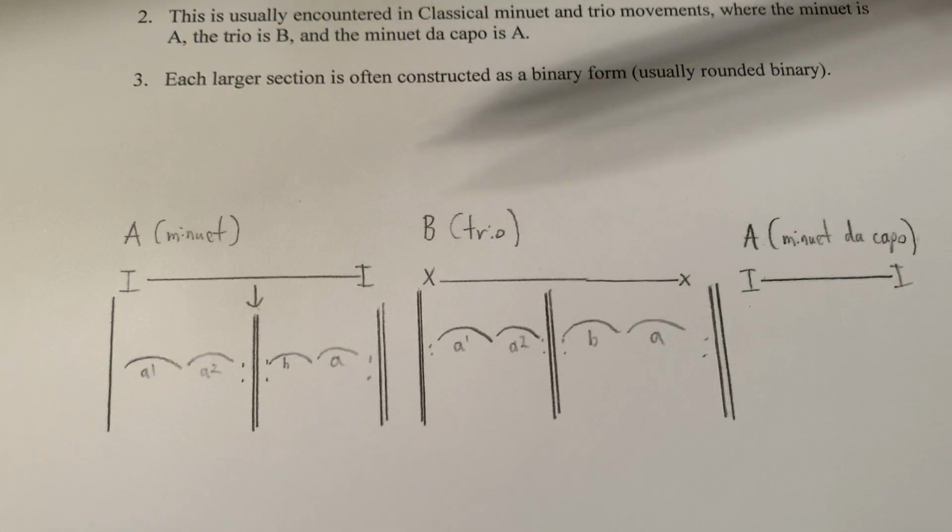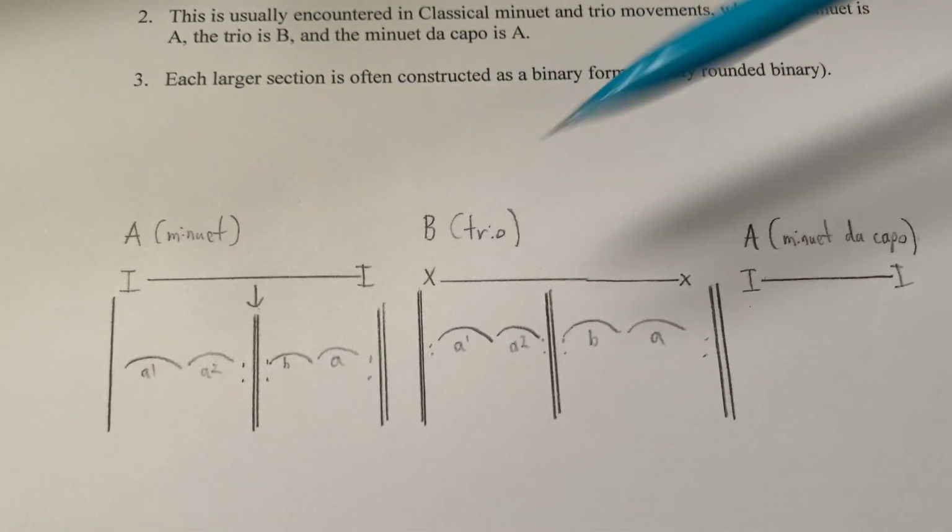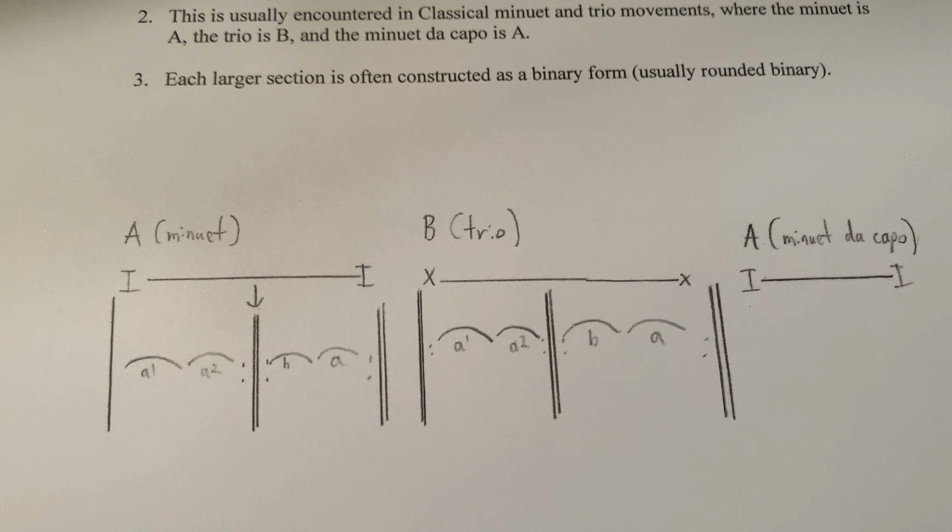So yeah, the only thing that's unique about this one is the smaller forms contained in the larger ones. Pretty much anytime you get a minuet trio form, that's what's going to be happening. It's going to be this compound ternary form.